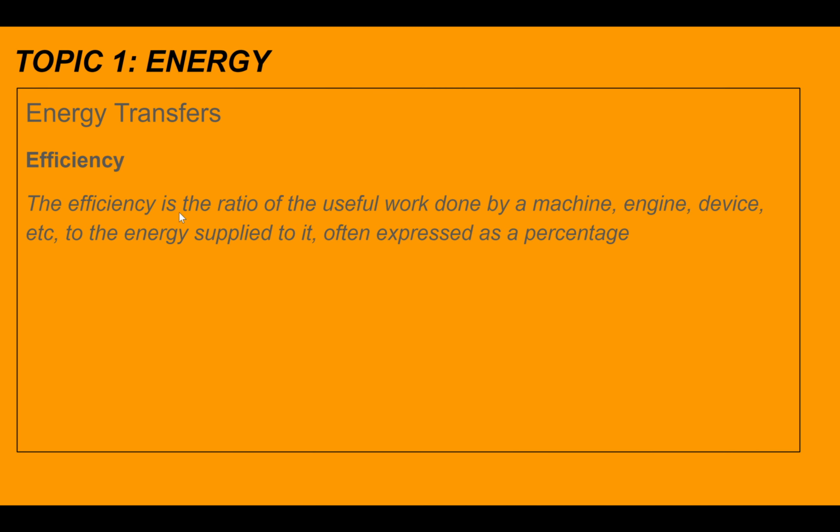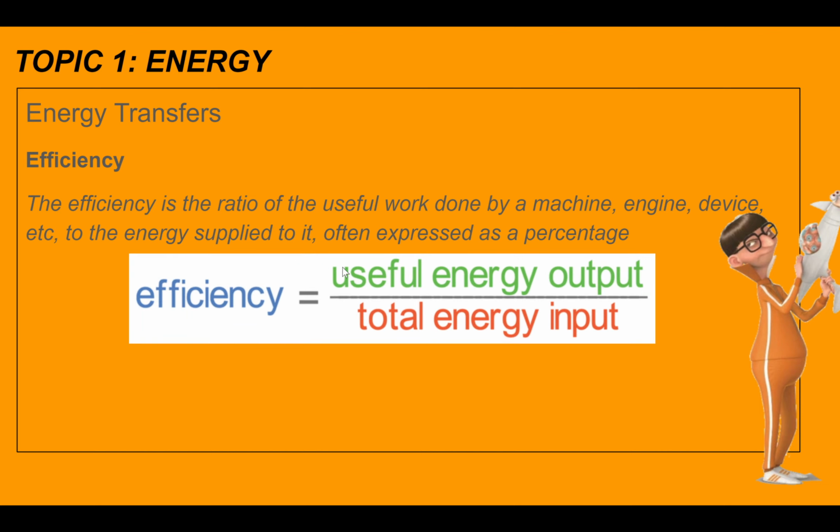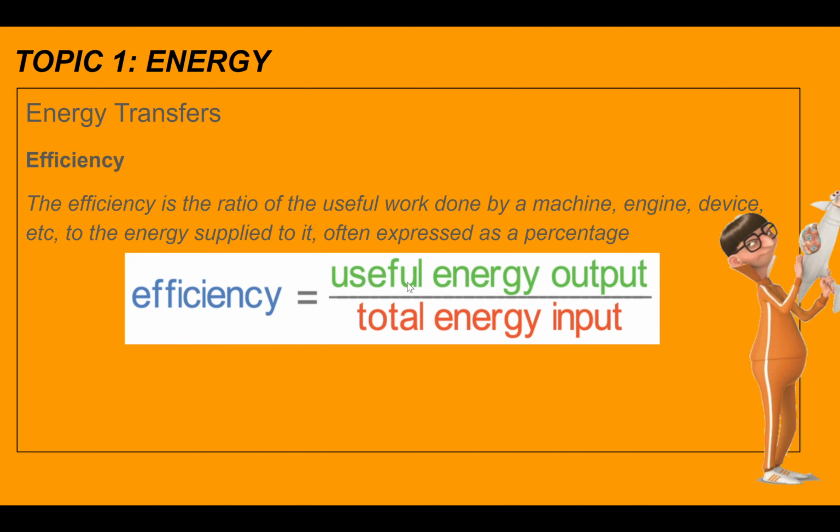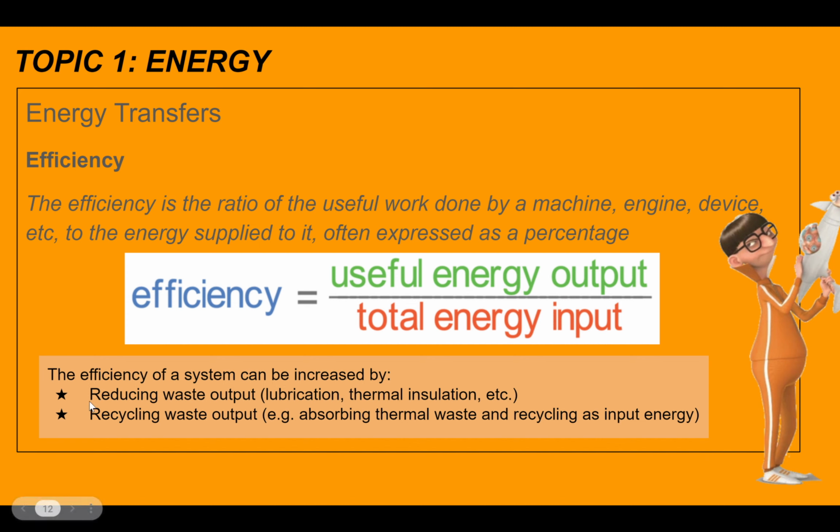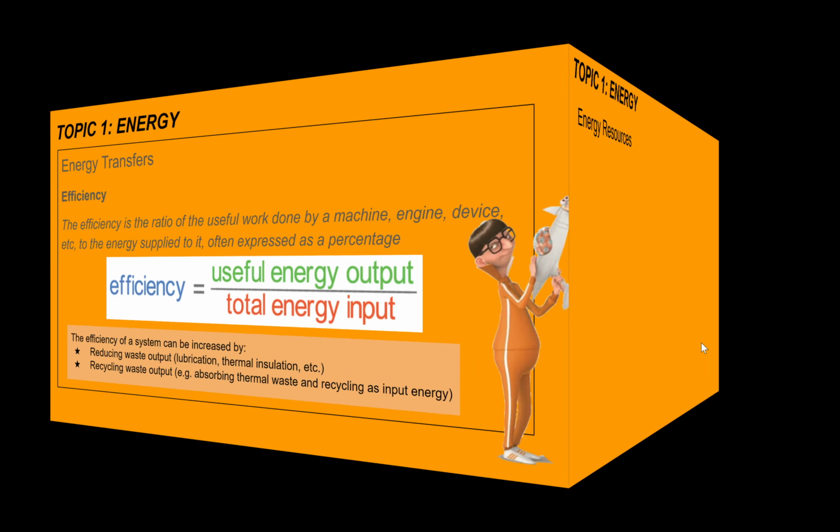Efficiency. The efficiency is the ratio of the useful work done by a machine, engine, device, etc. to the energy supplied to it, often expressed as a percentage. So the formula for efficiency is useful energy output over total energy output. I'm not sure if they give it to you on your equation sheet, but it's always good to know these things in case. So the efficiency of a system can be increased by, as I said before, reducing waste output through lubrication, thermal insulation, etc., and recycling waste output through absorbing thermal waste and recycling it as input energy.